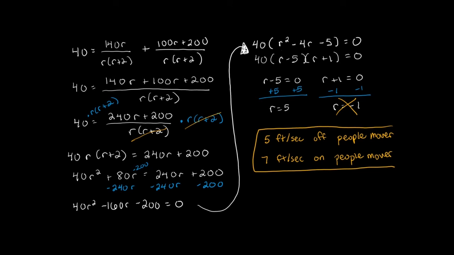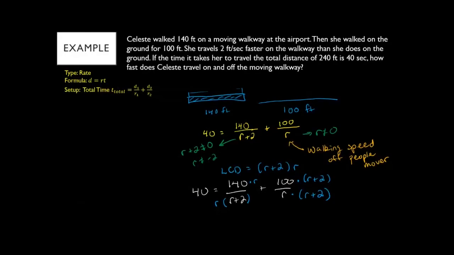And you should double check that you didn't get numbers that you weren't allowed to have. We weren't allowed to get a 0 or -2. We didn't get either of those.